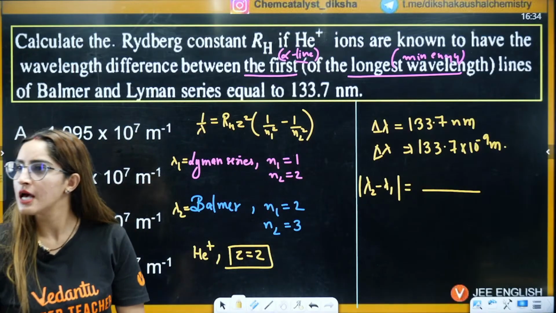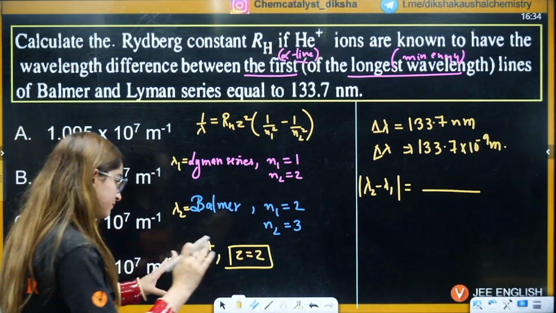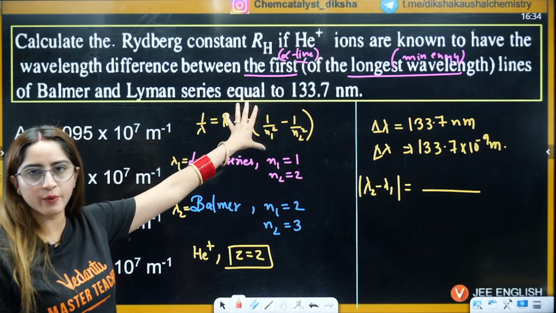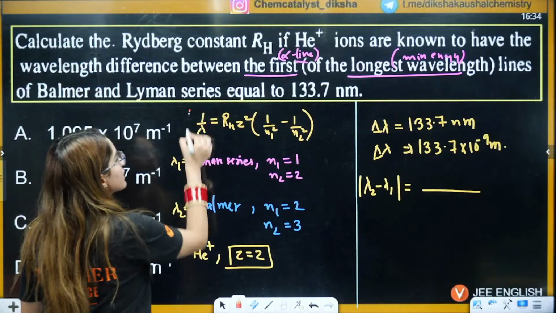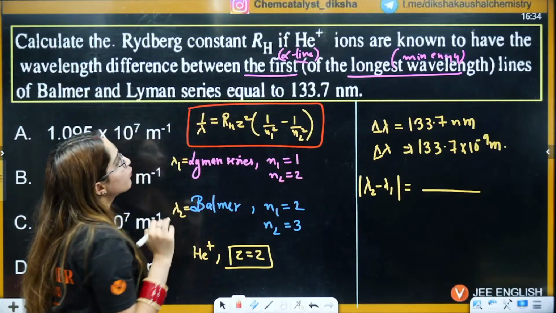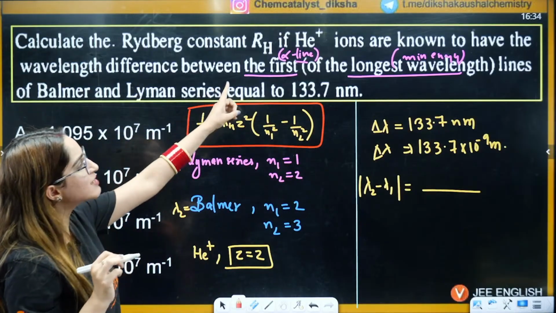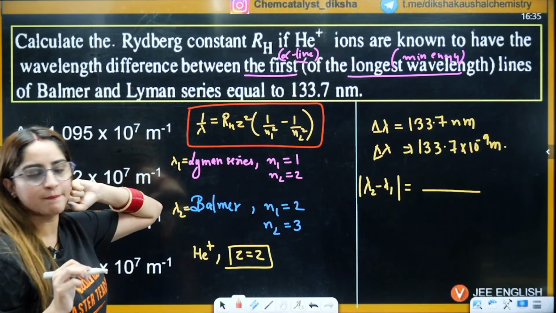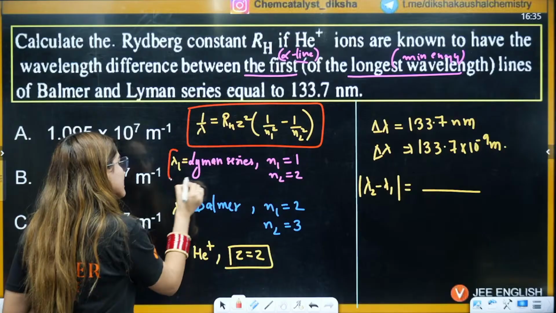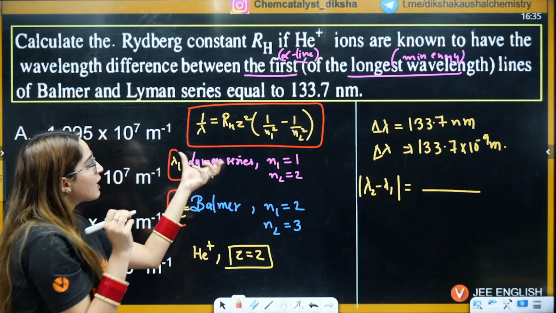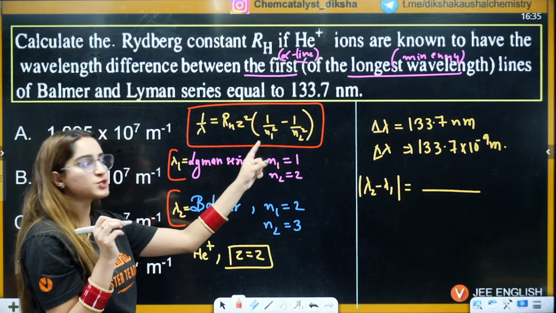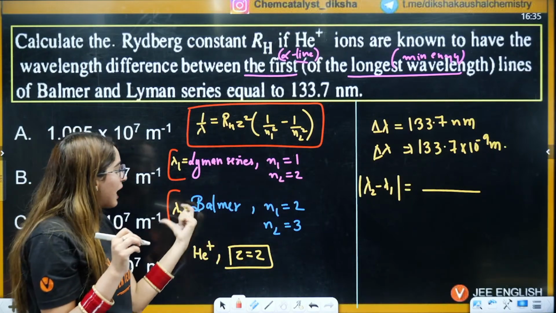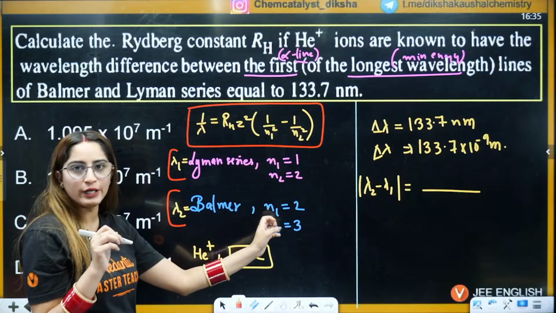Okay students, did you understand? Okay, see, this is the Rydberg equation, right? They have given you what? They have given you the first line of the Balmer and Lyman series, right? So that means two cases are given to you. Lambda 1 corresponds to Lyman series. When you have Lyman series, N1 is 1, N2 is 2. Balmer series, N1 is 2, N2 is 3.